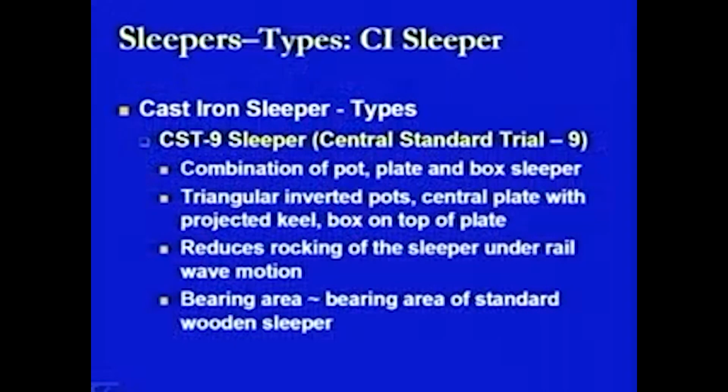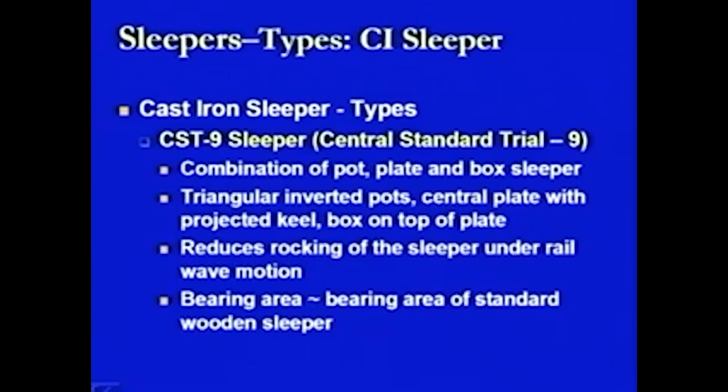Now, this CST9 sleeper is sort of a combination of pot sleeper, plate and box type of sleeper. So, all the things have been mixed together to form this type of sleeper, that is CST9 sleeper. They can be termed as the triangular inverted pots. The central plate is provided with the projected keel, and there is a box which is provided on top of the plate. So, this is the combination of the three things which are used in the formation of CST9 sleeper.